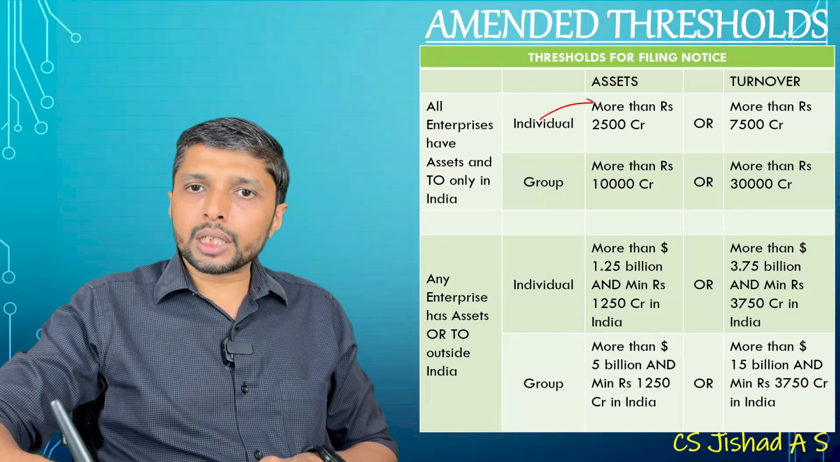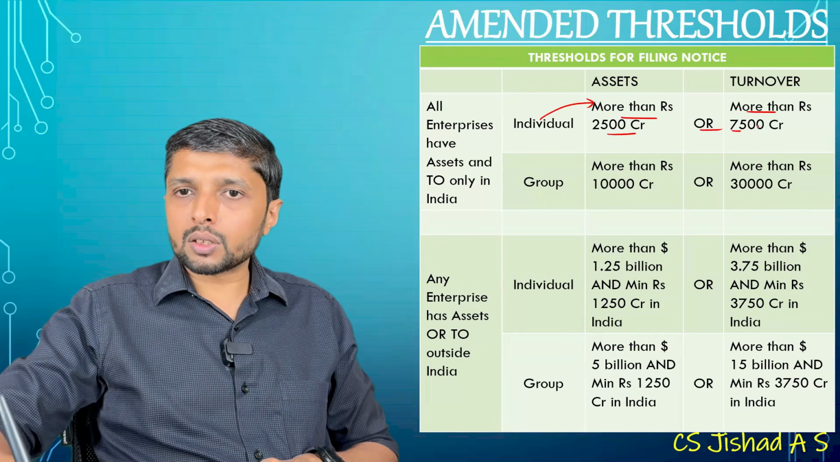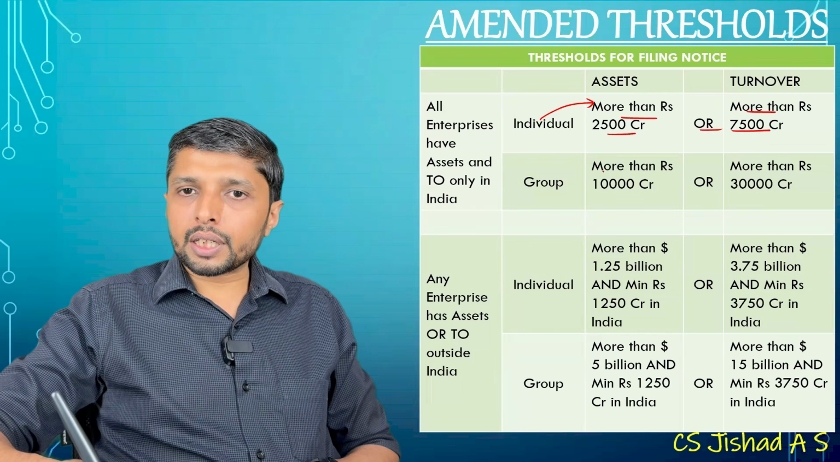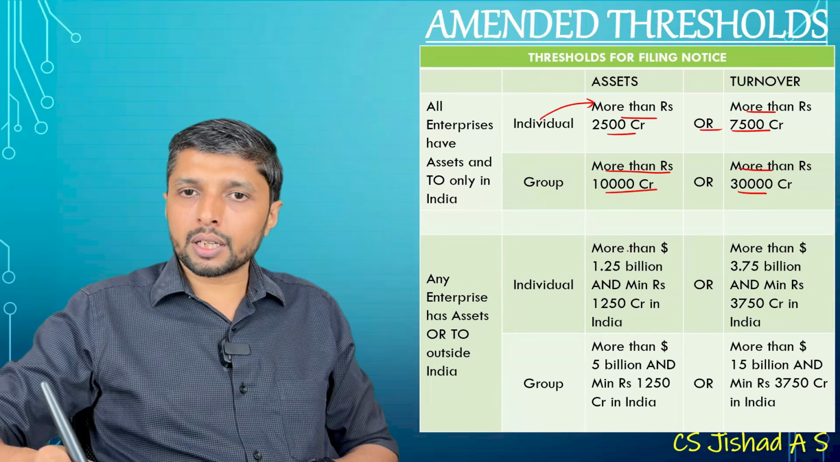So with respect to individual, more than 2500 crore in assets or more than 7500 crore as turnover. With respect to group, more than 10,000 crore or more than 30,000 crore as turnover.